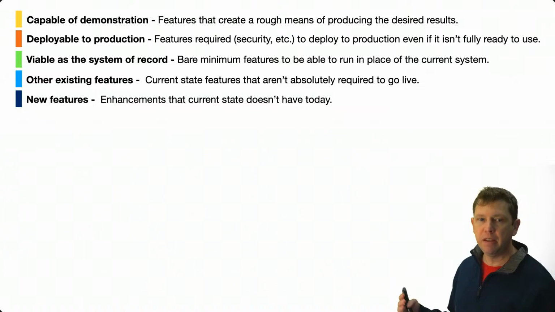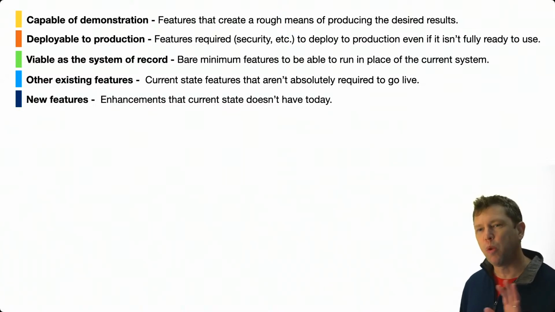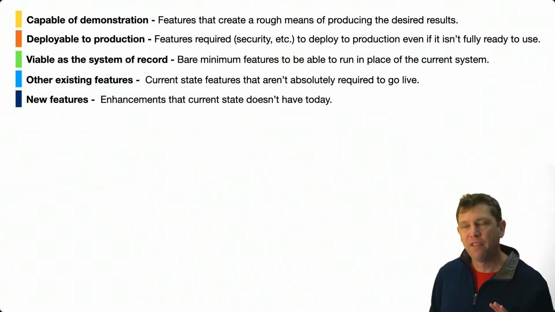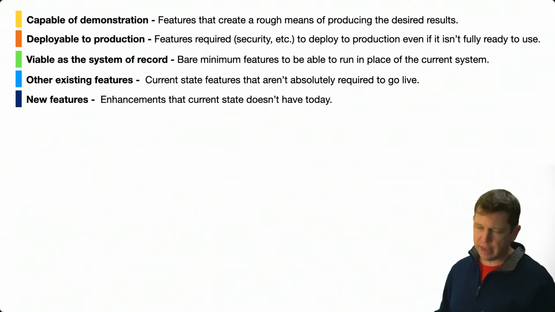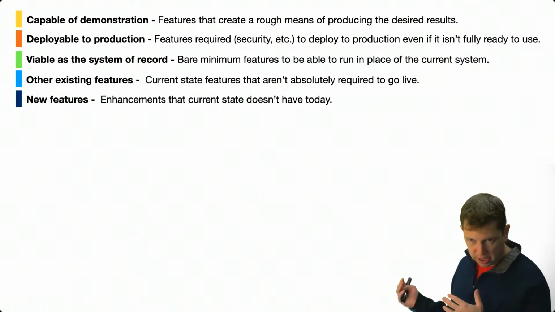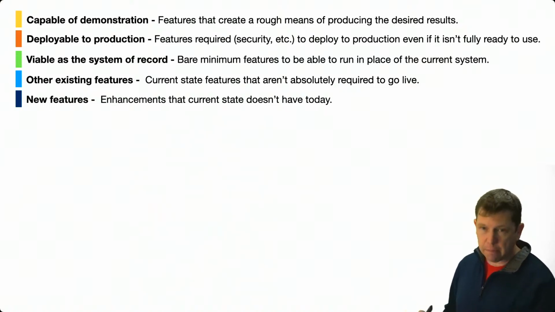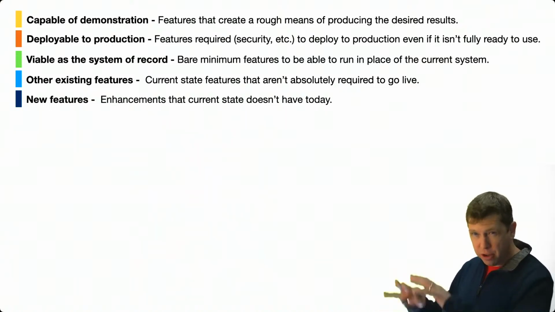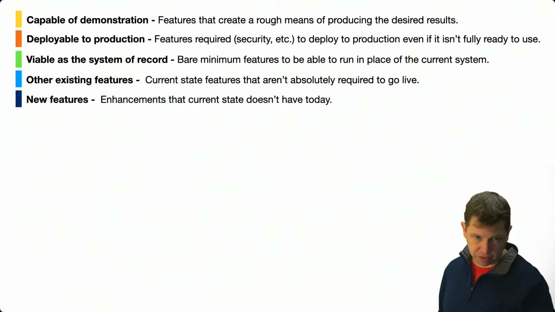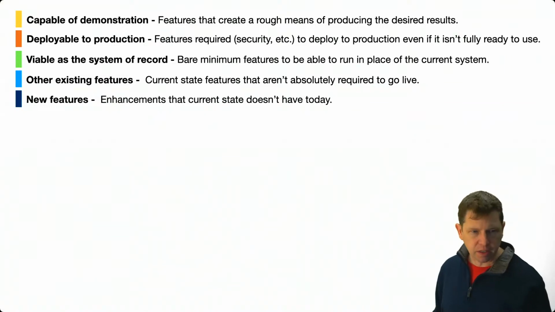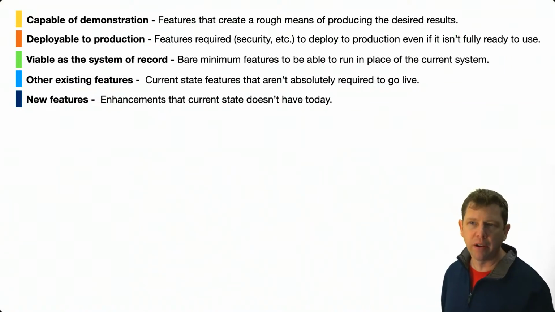It's maybe not even something we're going to say is ready to go to production, but it lets the functionality be exercised. Then we've got the orange, which is deployable to production. This has the security and everything we need to get it into production. It may not be fully ready to use. It may not even be everything that we possibly want, but the user can use this to say, yes, this is a step closer. This helps make my life better.